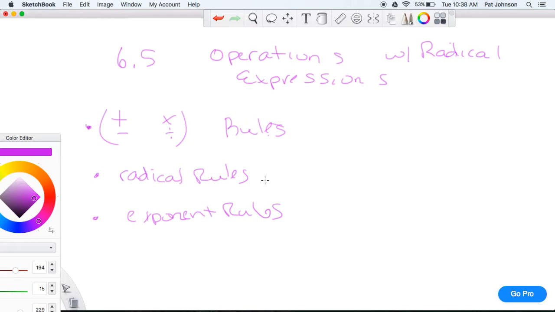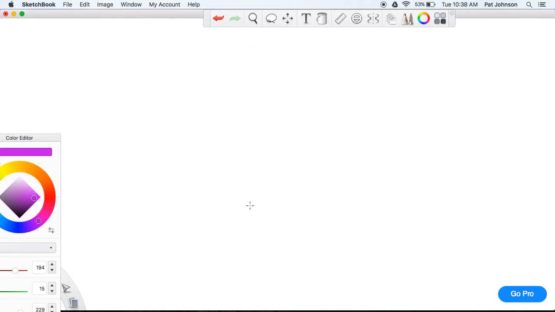So we need to know just basic radical rules, what it means to be simplified, and we need to know exponent rules. Those are going to come into play. If we don't know these things, then we're going to struggle with this lesson. Okay, so the first thing we need to know, let's start with the product rule and the quotient rule.